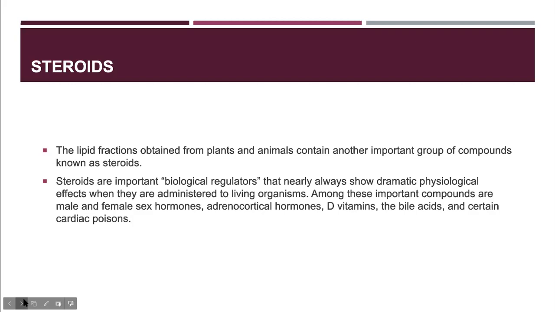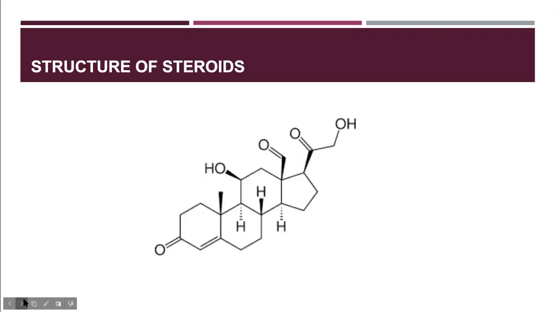The effect may be good or bad. Among these important compounds are male and female sex hormones, adrenocortical hormones, which are present on the upper top of the kidney, vitamin D, the bile acids, and certain cardiac poisons, which are harmful for our heart. This is the structure of steroids. We can see a membrane ring structure.